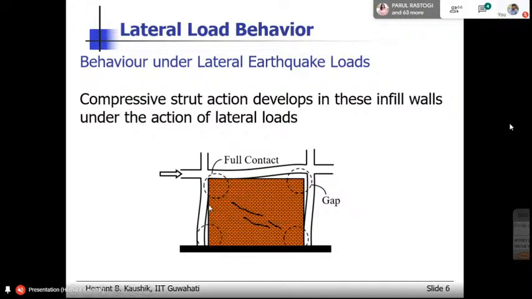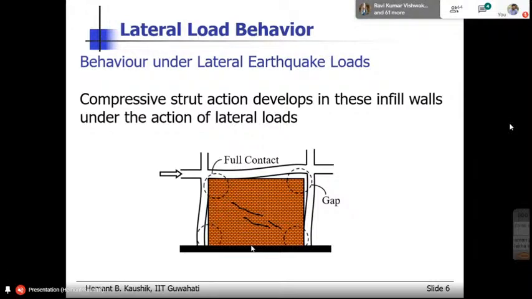Okay, so ultimately this part of the infill acts as a strut. Strut in the sense it is under compression. So when the load is from left to right, the compression is along this diagonal. So the load transfer takes place from the frame to the infill to the other joint as a diagonal axial force in the wall.